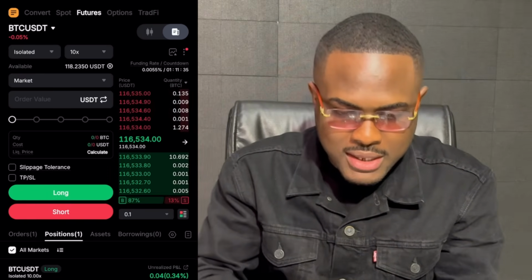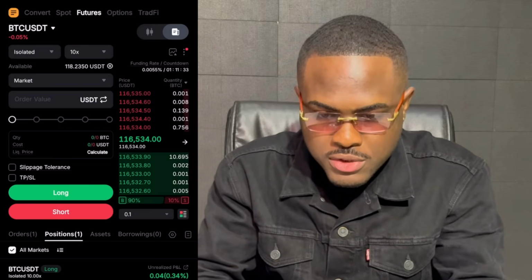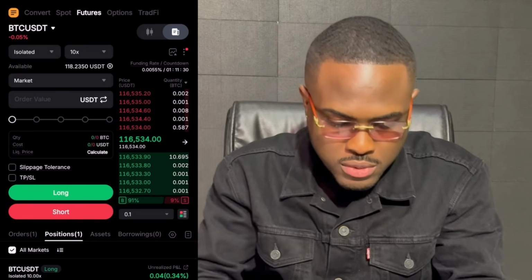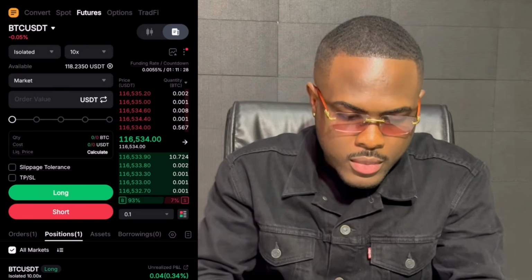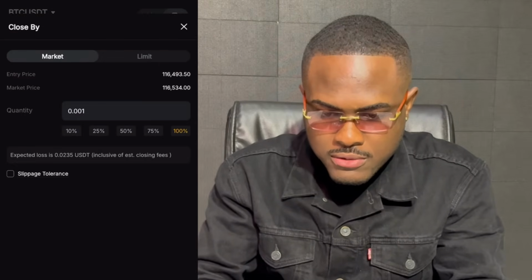This trade, I'm going to be closing out in little profit now. For us to close this trade, we're going to click on close by. We're up by how many percent return on investment?